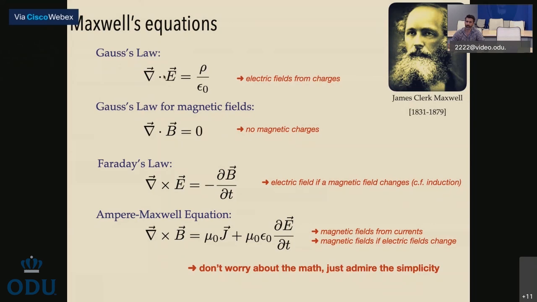So the first one is Gauss's law. I'm not going to walk through the mathematical symbols because I'm not going to assume that you know calculus. But here, this is the electric field, and what is shown on the right-hand side is the charge density. So what this tells you is that electric fields are generated by electric charges. And so if a particle has a charge, it will create an electric field.